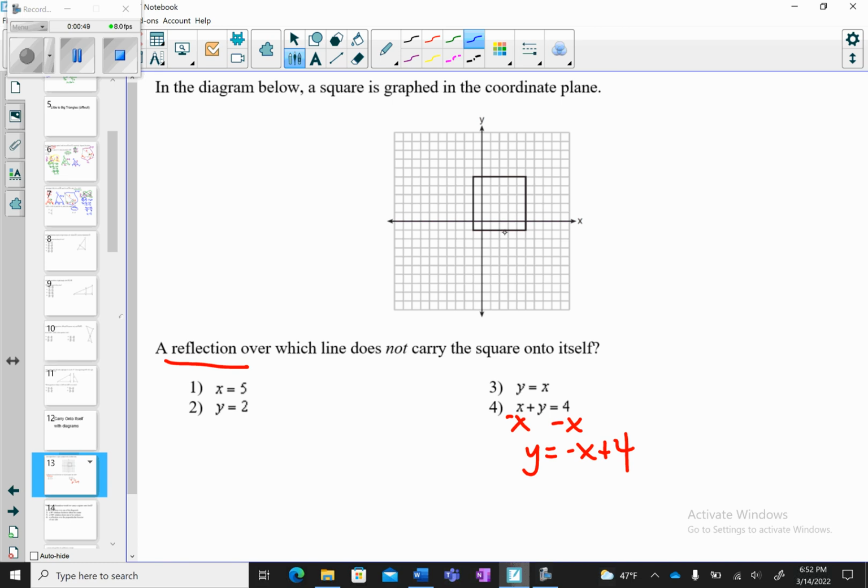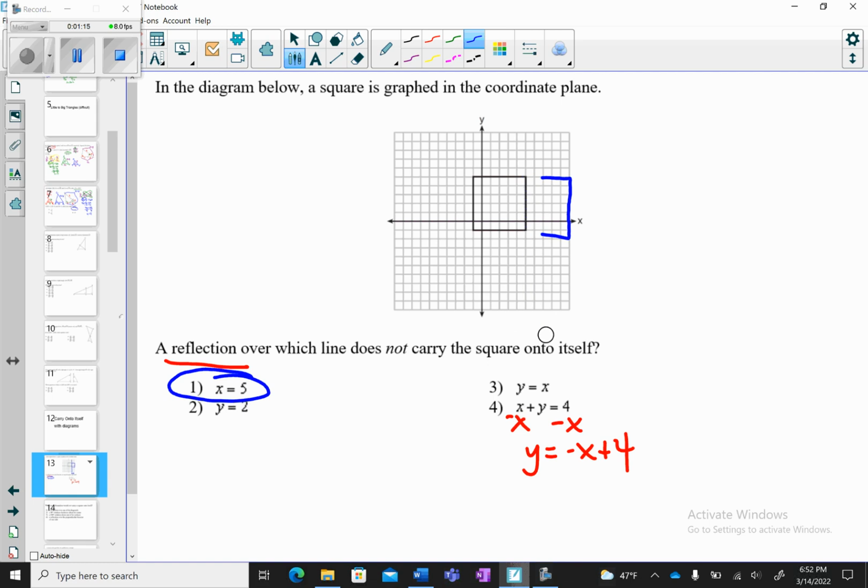So let's go to 5 on the x-axis, which is here. It's a straight line that goes through the x-axis, so this is x equals 5. If I reflect that, then the square is over here. Is it in the exact same place where it started? No, so that's going to be my answer. It does not carry onto itself over a reflection in x equals 5.